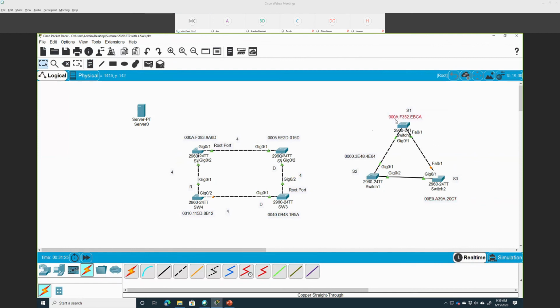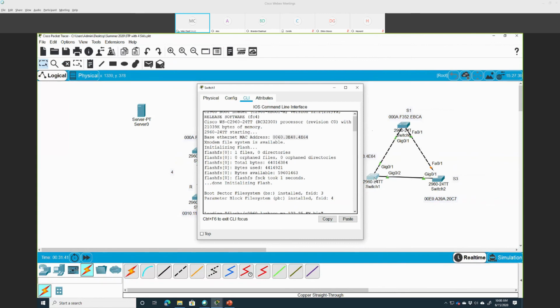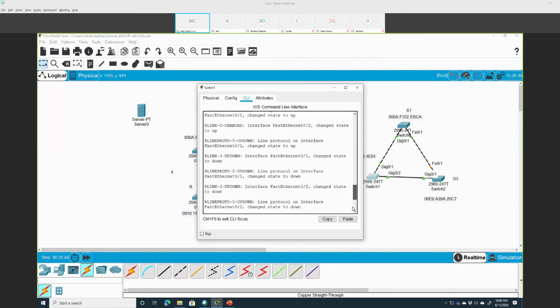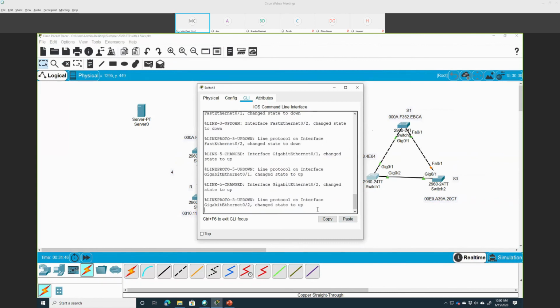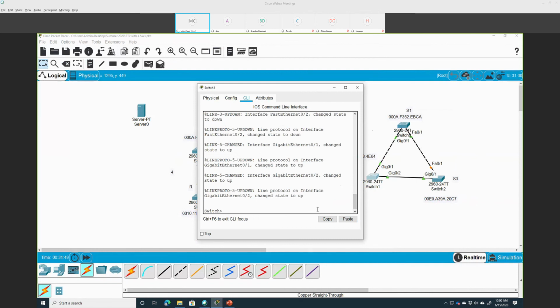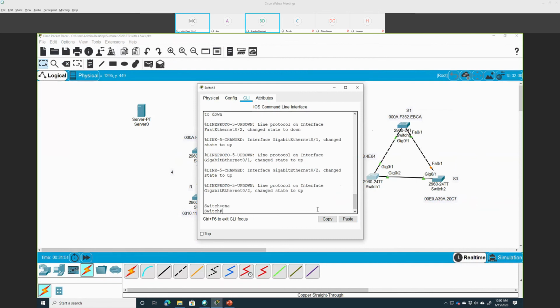That's one. That's 000A. This is 006. How come this is getting elected? I guess because they have the fastest port. Let's see. We go over here and we're going to say enable, spanning tree. This is show spanning tree.